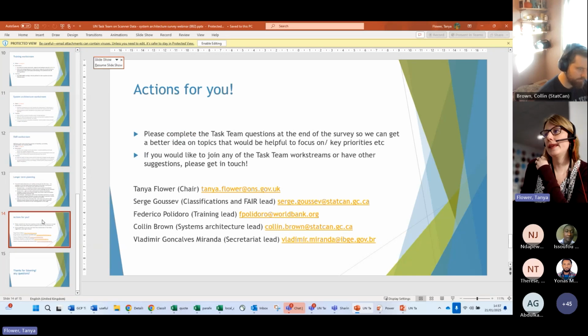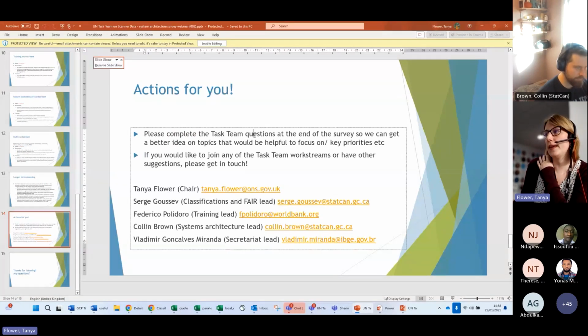Just to flag the task team questions at the end of the survey, Colin, I think it was like page 9 or 10. Page 11, I believe. Page 11. There we go. So they would be really helpful to get your feedback on areas, topics that would be helpful to focus on, kind of priorities, that kind of thing, to assist us in the longer term planning.